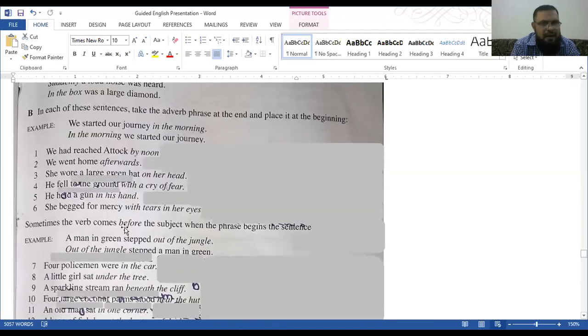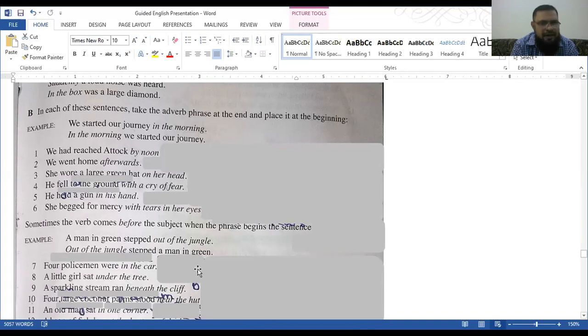Sometimes the verb comes before the subject when the phrase begins the sentence. Example: a man in green stepped out of the jungle. Out of the jungle stepped a man in green.